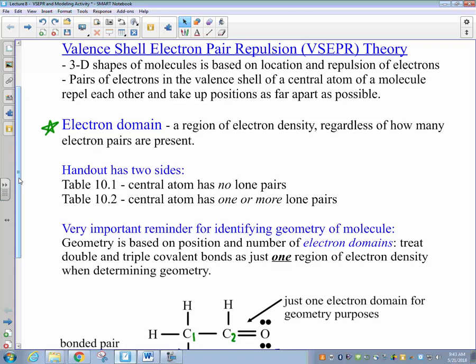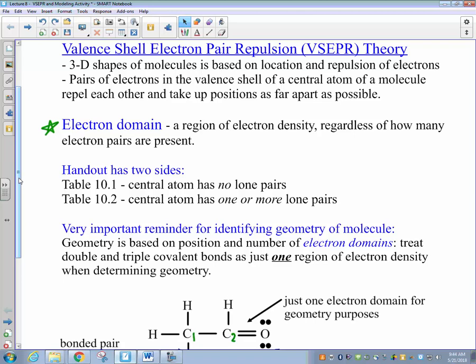So I would take a moment to just make sure on your own handout on Table 10.1, just in big letters up at the top with a star around it, you label this side as no lone pairs. And on Table 10.2, again up at the very top there, in big letters with a star around it, label this one as lone pairs, so you can figure out which side of this handout you need to be using in order to determine the geometry of your molecules.